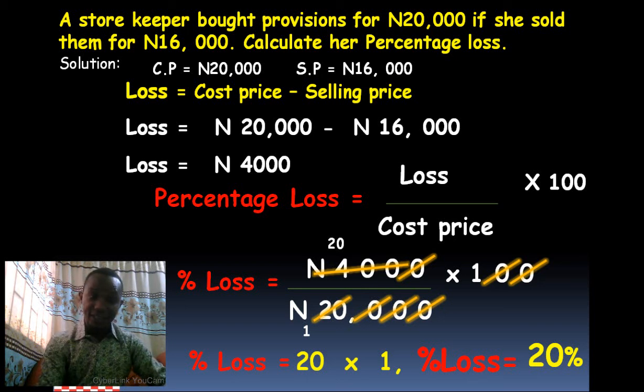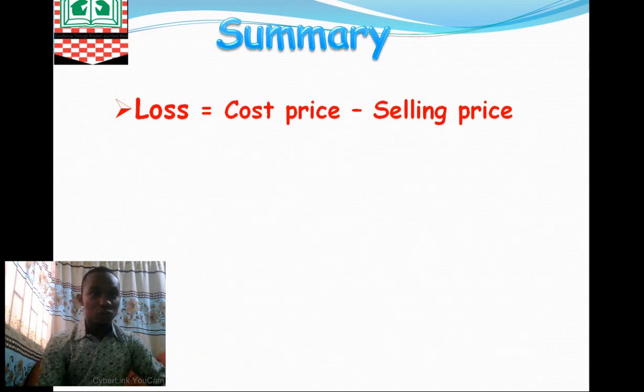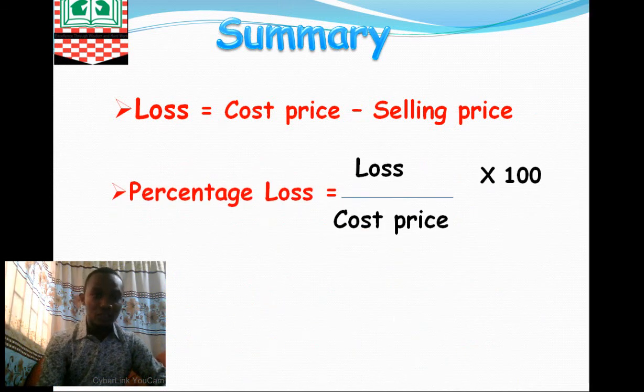Is that taken? Okay. Now let's look at a summary of what I had said so far. The first one we talked about loss, and I said loss is equal to cost price minus the selling price. And also I told you that percentage loss is equal to the loss divided by the cost price times 100 over 1, or times 100.